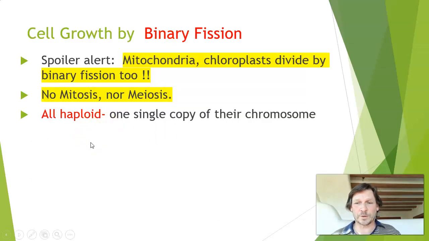Okay, spoiler alert, when we get to chapter 28, we'll be talking about mitochondria and chloroplasts, and I just want to point out that they divide by binary fission. When we get to eukaryotes later on, we'll be talking about additional ways of cells dividing, and eukaryotes divide by two ways, mitosis and meiosis. Right? We have no mitosis or meiosis with bacteria, so you don't ever want to be using those terms with bacteria. Bacteria are only doing binary fission. And again, they're all haploid.